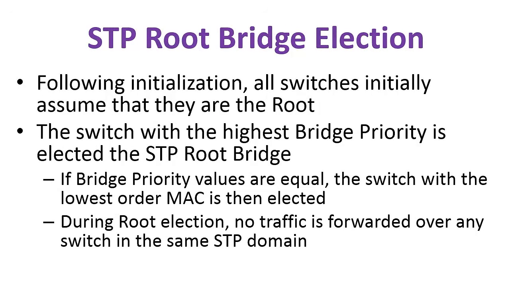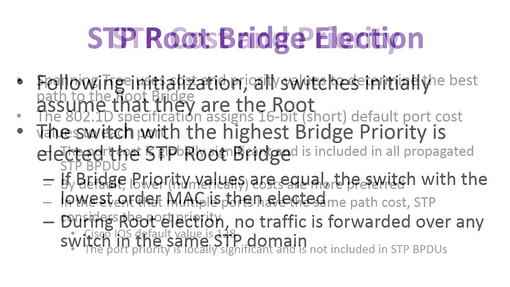So, spanning tree root bridge election. Following initialization, all switches initially assume that they are root, but the switch with the highest bridge priority is elected the spanning tree root bridge. Now, all things being equal, if nothing's been configured and all things are set to default, then the root bridge is chosen by the lowest order MAC address. During root election, no traffic is forwarded over any switch in the same spanning tree domain until things are stabilized and there's a loop-free topology.